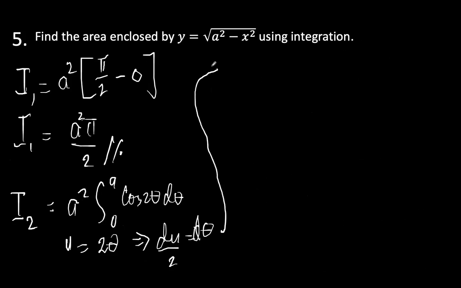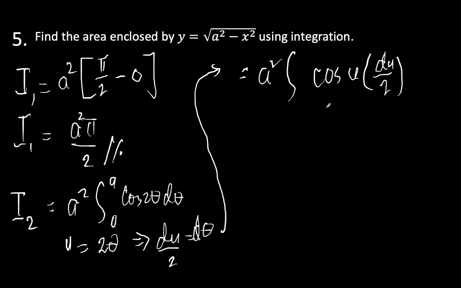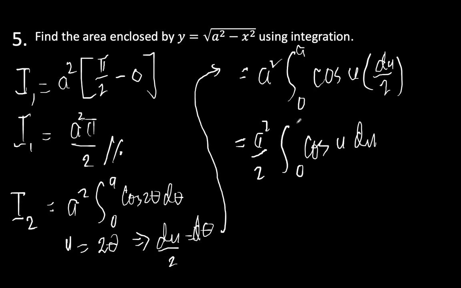By substitution method, we have A squared times the integral of cosine u du over 2 from 0 to A. Again, please be careful that A and 0 here are the values of x. So A squared over 2. Since this is constant, we can put it as the coefficient. So the integral of cosine u du from 0 to A.